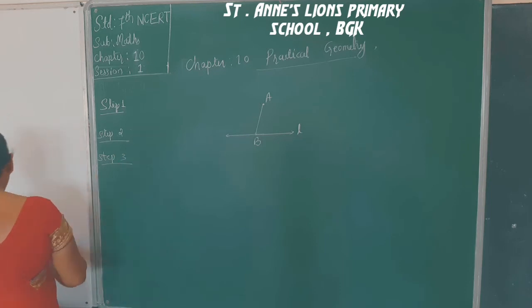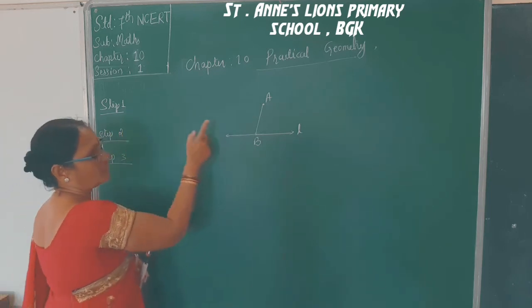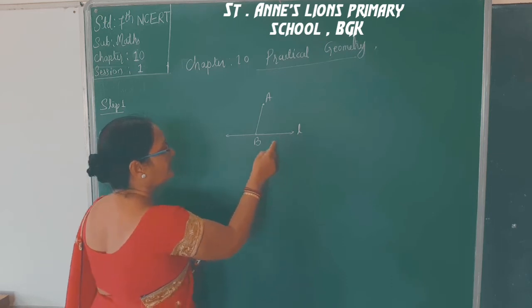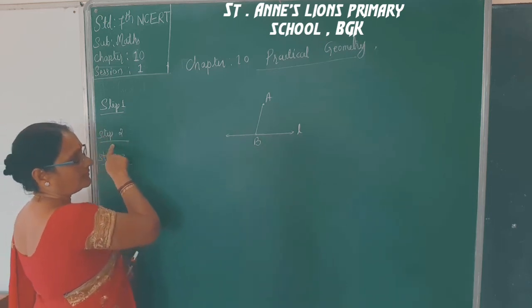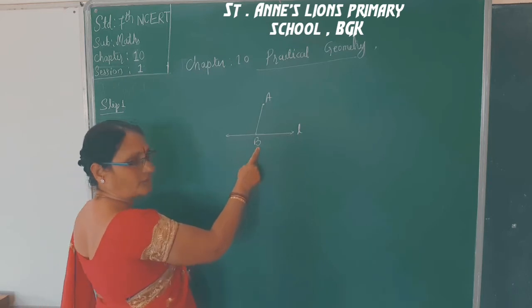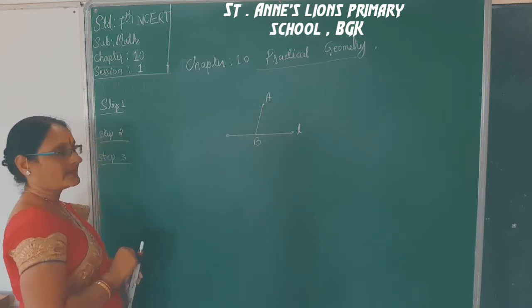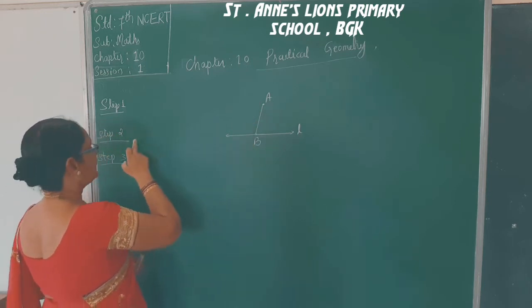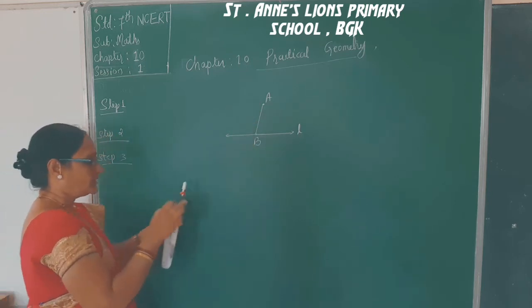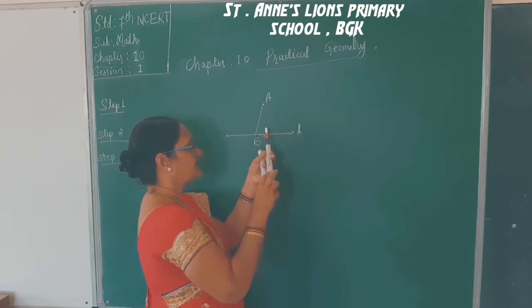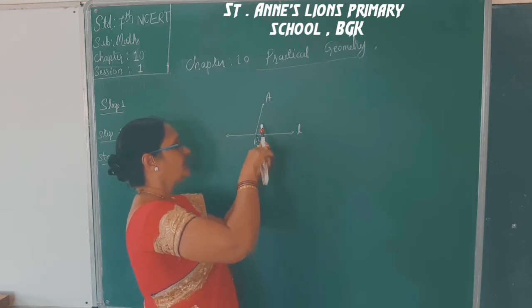Step 3. What is step 3? Step 1: draw a line L. Then step 2: mark a point B on the line and A outside the line L and join AB. This is step 2. Step 3: B as a center with convenient radius.